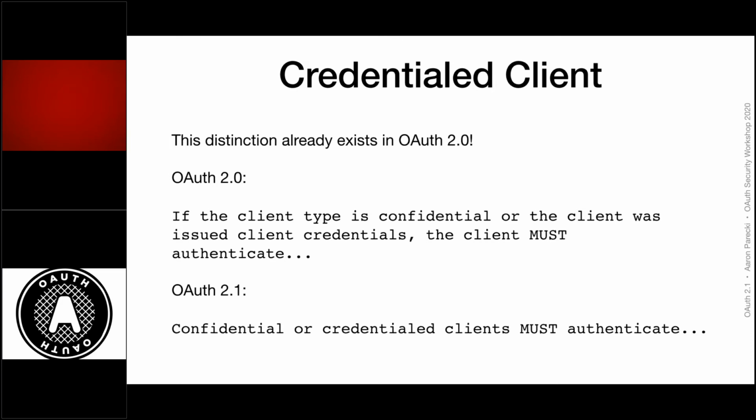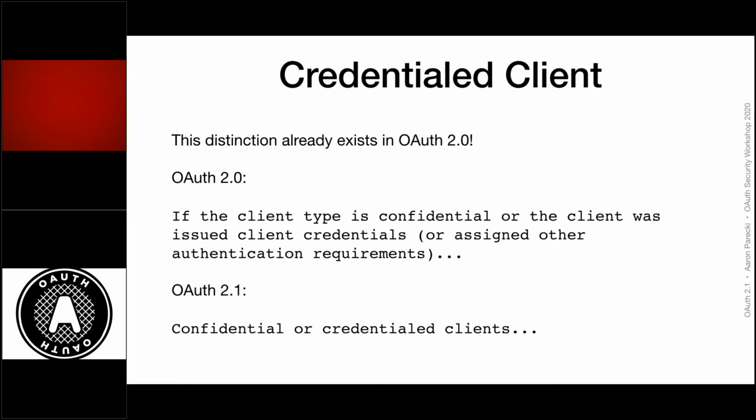So what this is saying is, what kind of clients have to authenticate at the token endpoint? Well, confidential clients, but also if the client has client credentials. But then earlier we said that public clients couldn't have client credentials, so there's a kind of contradiction there. By adding this new credentialed client type, it cleans up this text and describes what we're trying to talk about, which is that confidential or credentialed clients must authenticate at the token endpoint. Same thing with this one from somewhere else in the spec: if the client type is confidential or the client was issued client credentials or other authentication requirements, that just turns into confidential or credentialed clients.